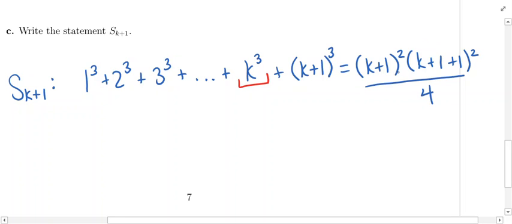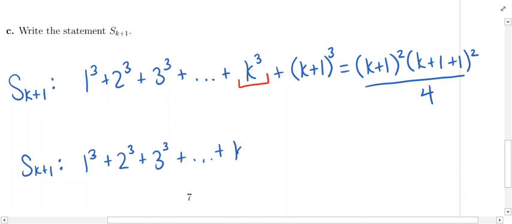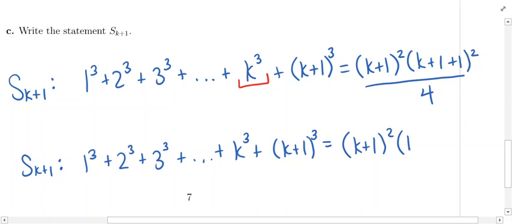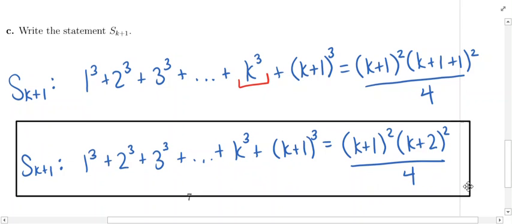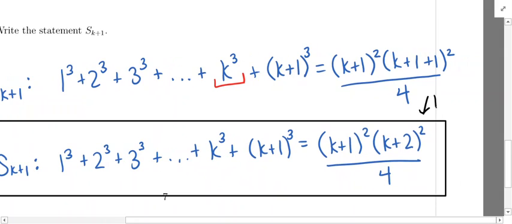Okay, I'm going to simplify the right side here, and then I'll box it as my final S of k plus 1. So it's going to be 1 cubed plus 2 cubed plus 3 cubed plus, we eventually get to k cubed, k plus 1 cubed. All right, I don't have much simplifying to do here. This is just going to be k plus 1 squared times k plus 2 squared divided by 4. So this boxed in black is what I'm going to have to prove in my induction step.